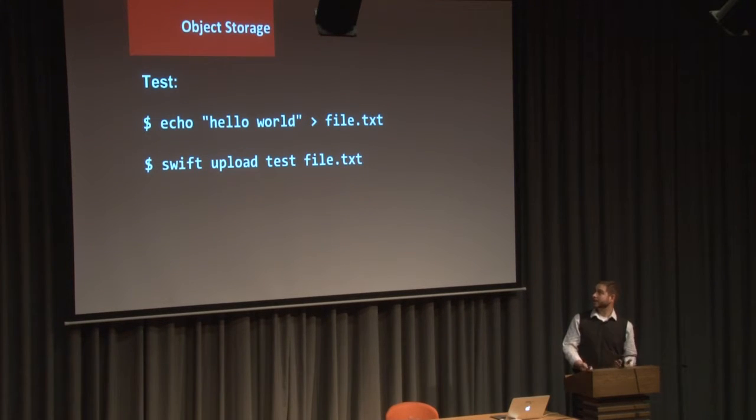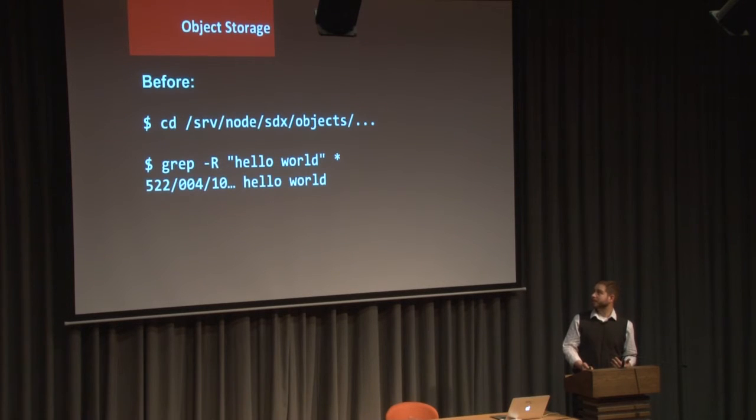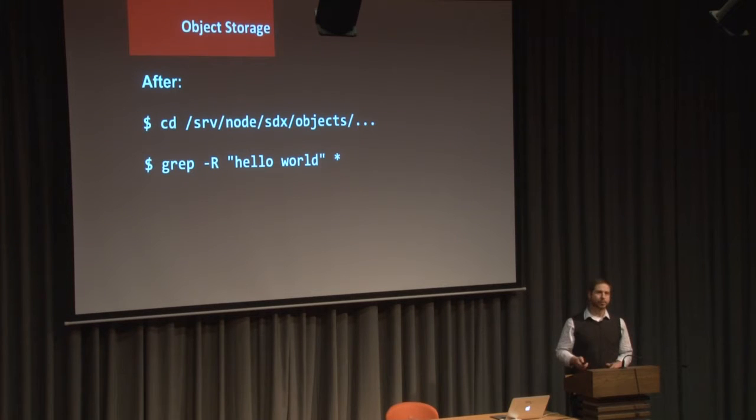A test of this is, if you upload a plain text file and you don't have the encrypted object support turned on, and somebody gets access to your object storage server, they're able to recover that information quite well. If the object is encrypted, there's just no result at all.